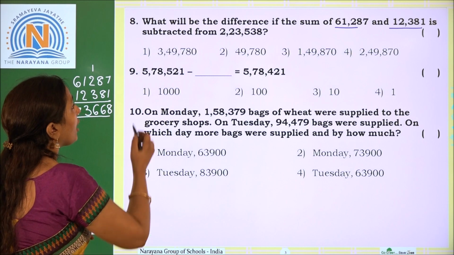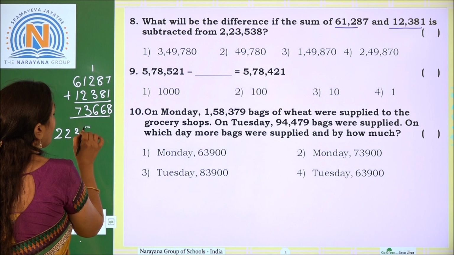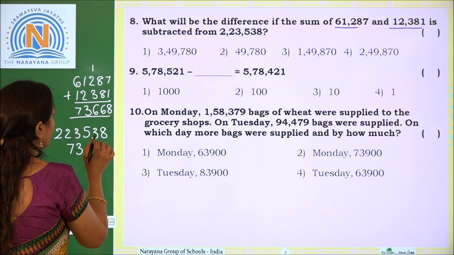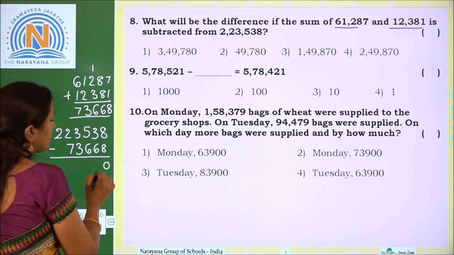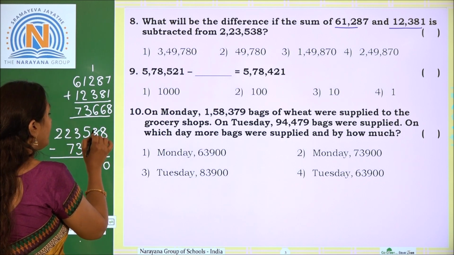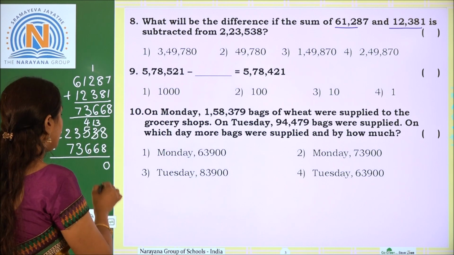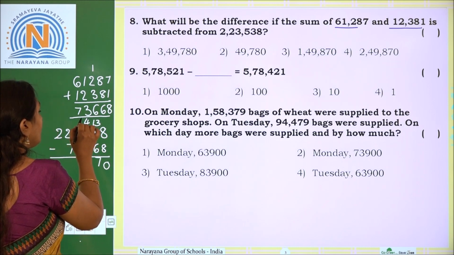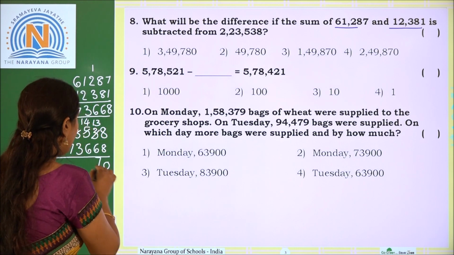So already we add those numbers. What we have to do here? We have to subtract from 2,23,538. So now subtract 73,668. Now 8 minus 8 is 0. 3 minus 6 we cannot. So we have to regroup it. 3 will become 13. This 5 will become 4. 13 minus 6 is 7. 4 minus 7 can be? No. Again we have to regroup it. 4 will become 14. This 3 will become 2. 14 minus 6 is 8.